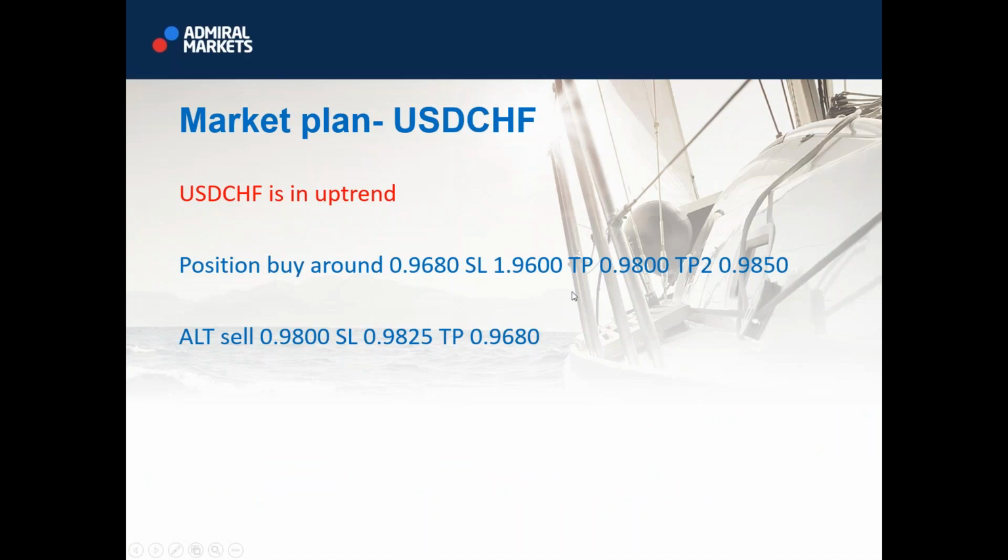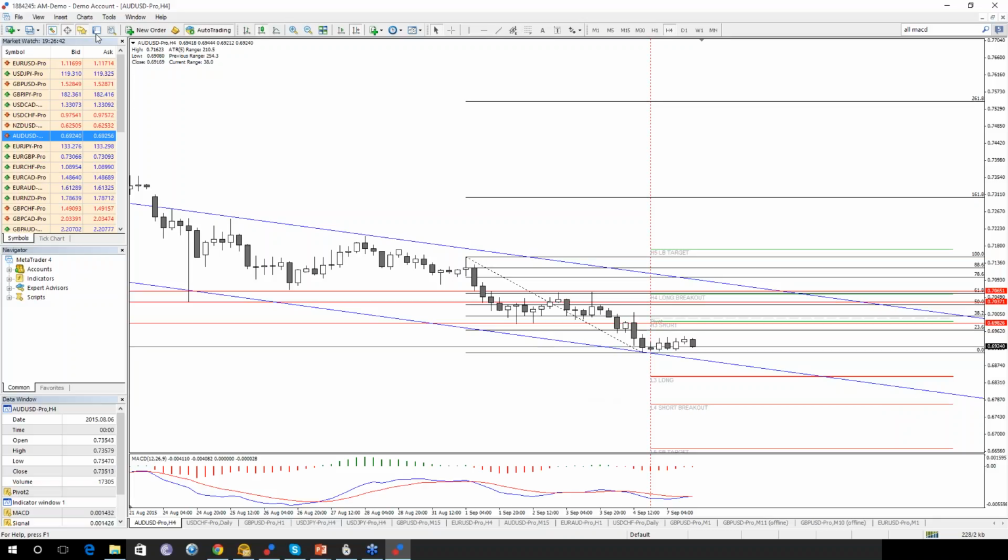Dollar Swiss is in an uptrend, but I want to see a buy around 96.80, 96.00. 98 is the target, and 98.50 is another target, or an alternative sell trade. If we get into a sell first, we can have a good risk to reward trade with a 25 pip stop loss targeting 96.80. Okay, dollar Swissy.